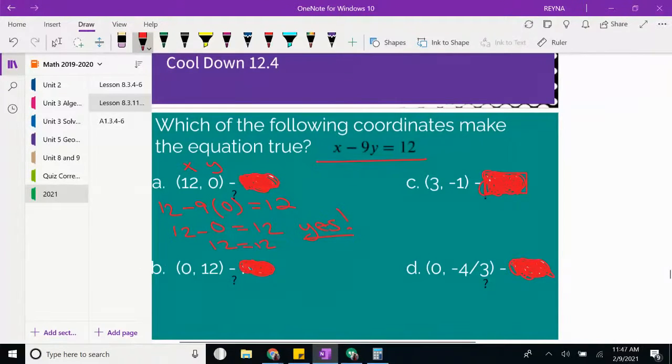Now let's try B. B says my X is 0 and my Y is 12. So that means 0 minus 9 times 12 equals 12. And then 9 times 12 is 108. And then it says 0 minus 108 equals 12. There's no way that's true. Okay, what about C? Go ahead and try C. Pause. And what about D?